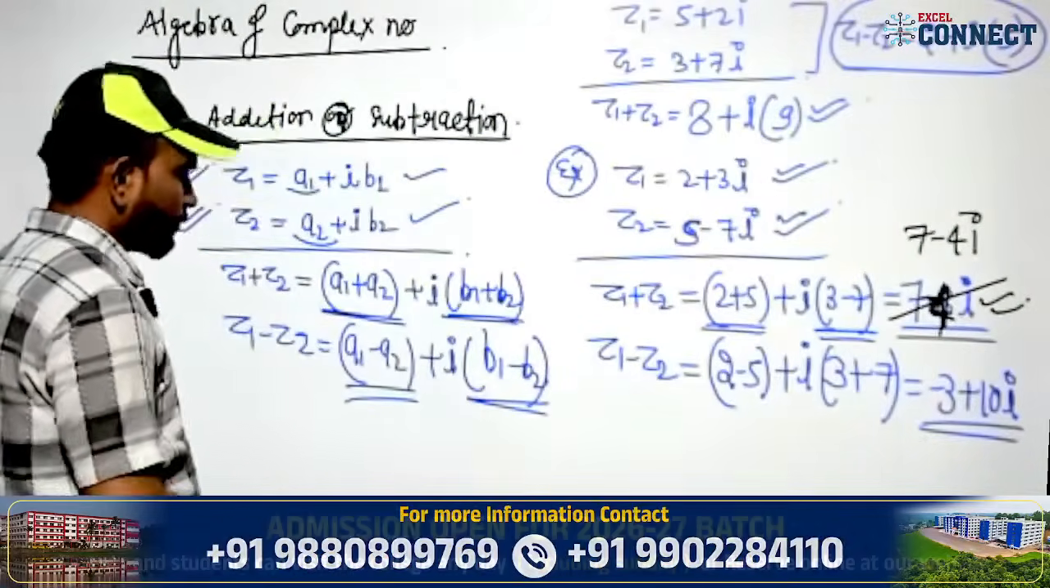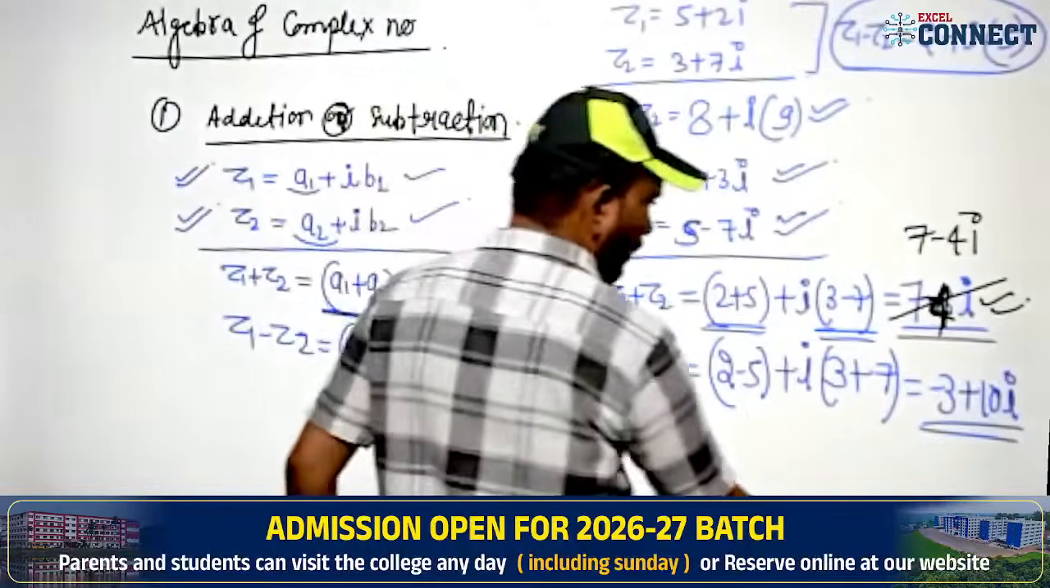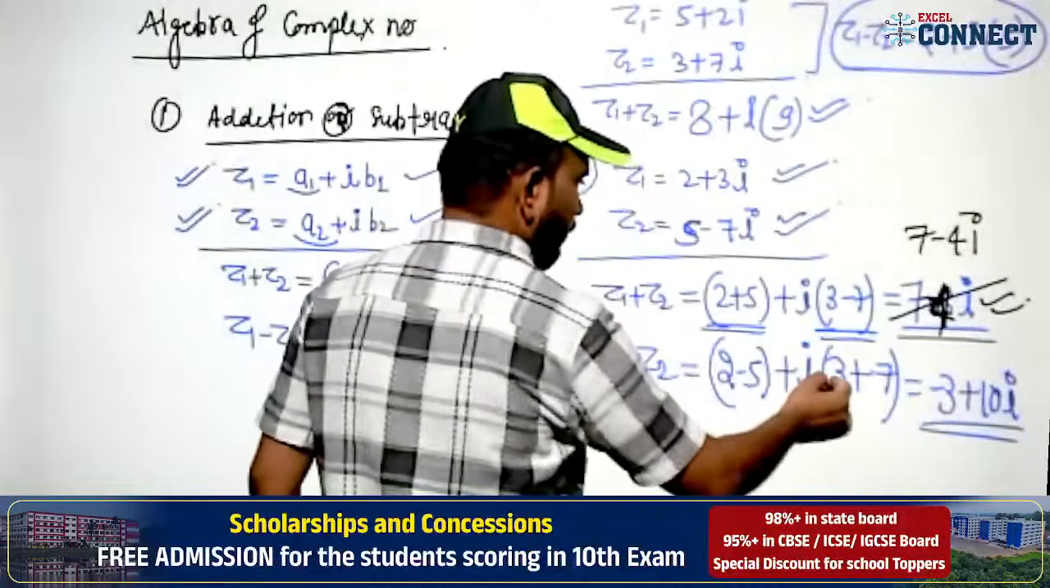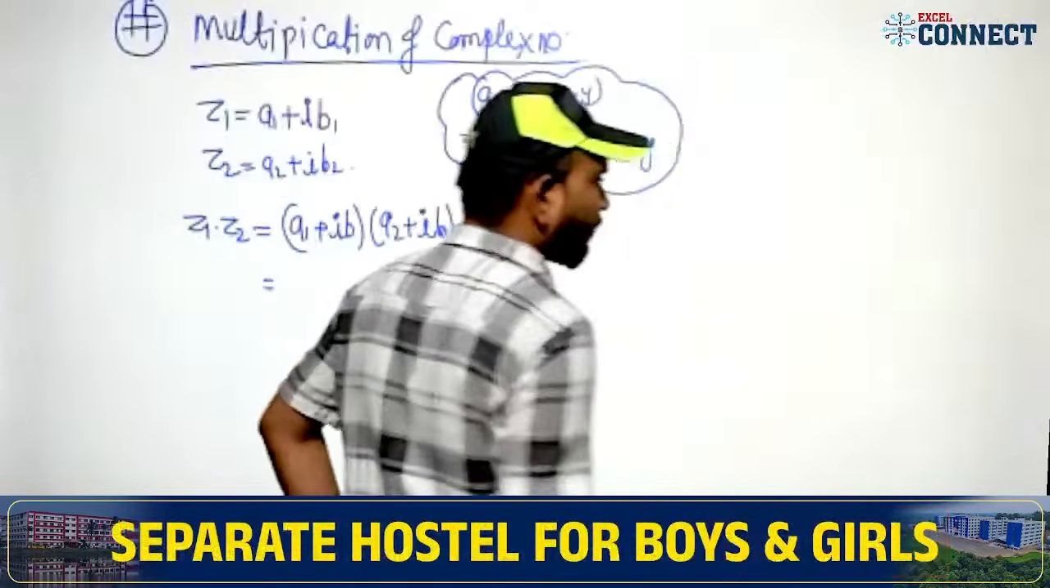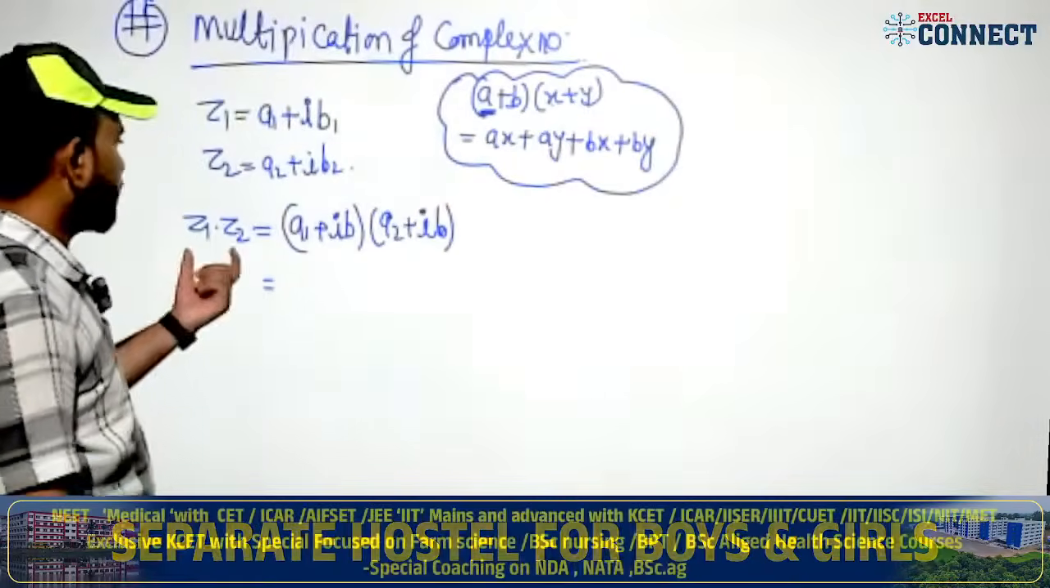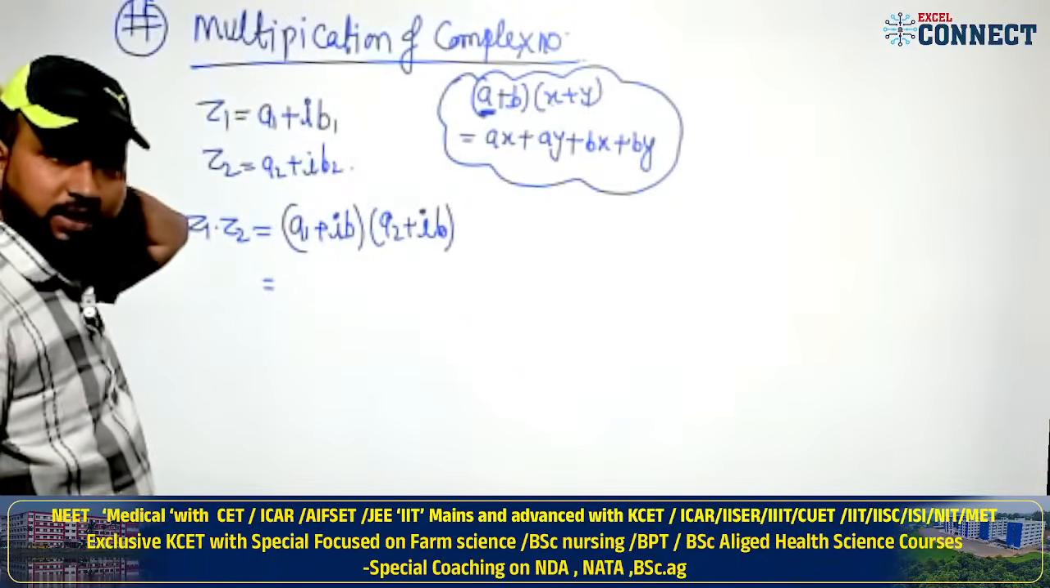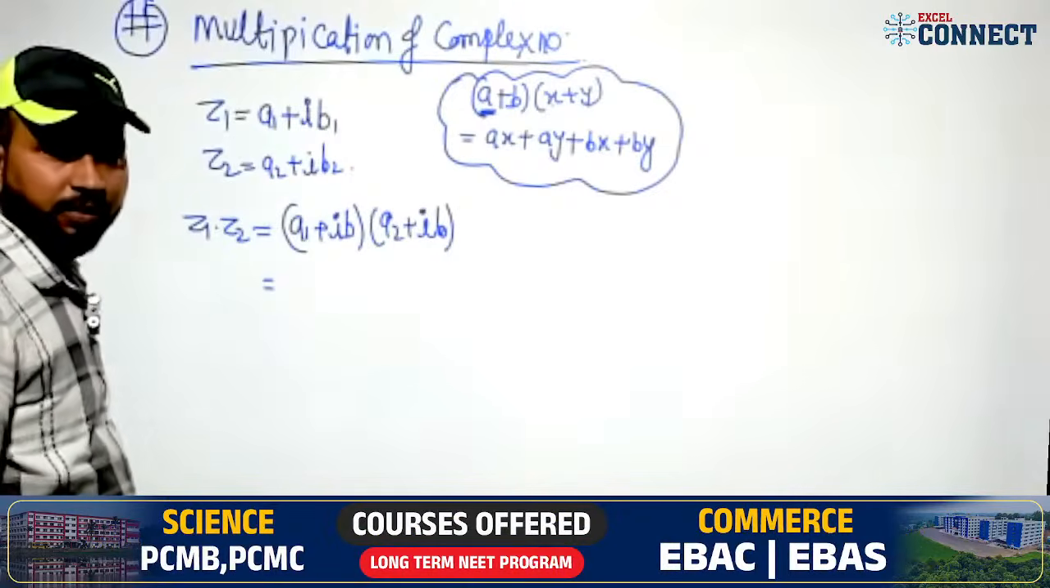Okay. So now come here, it is correct. Okay, minus 3. What is this? 10. Correct. Now come here. Z1 into Z2, how to multiply? Yes, yes. 7 minus 4i. Correct. Yes, very good. 7 minus 4i.